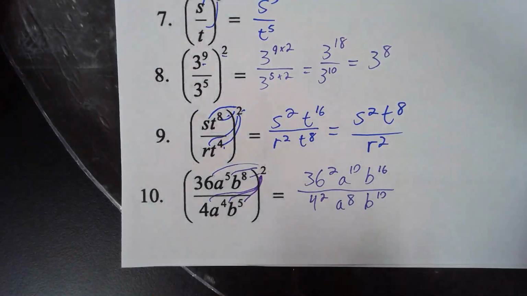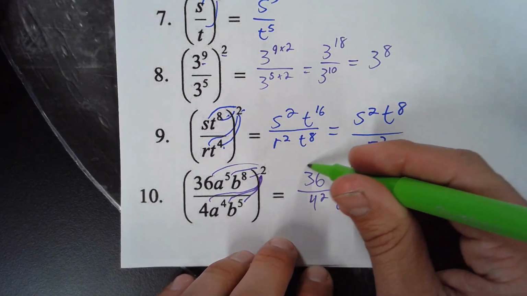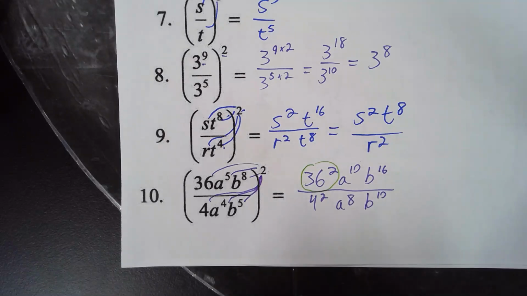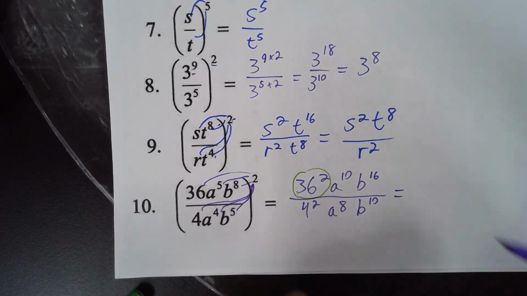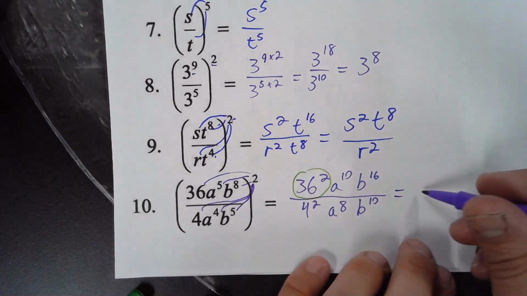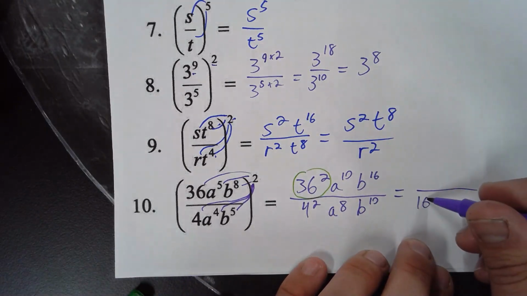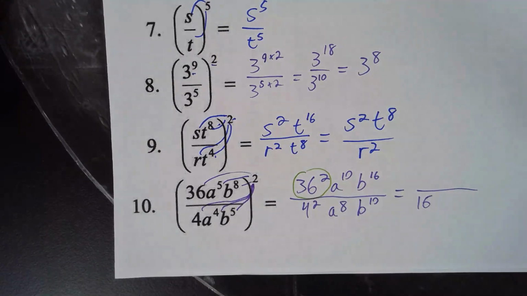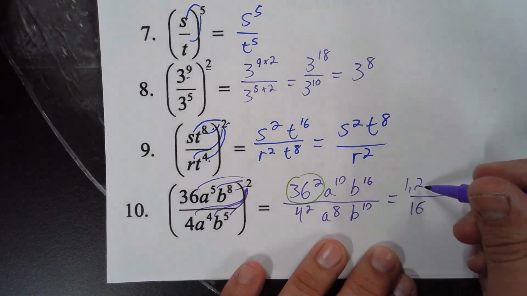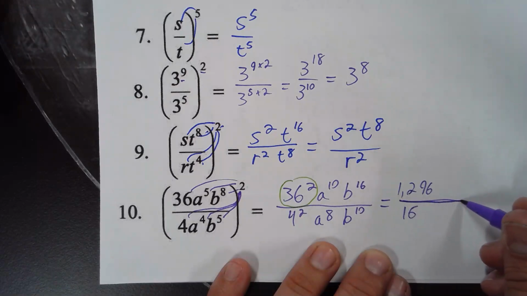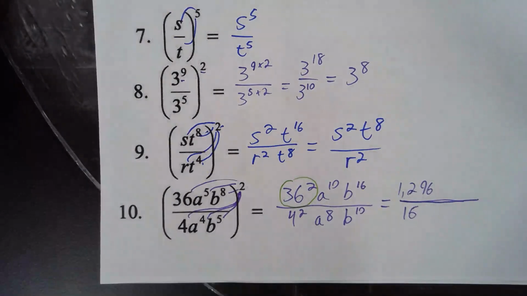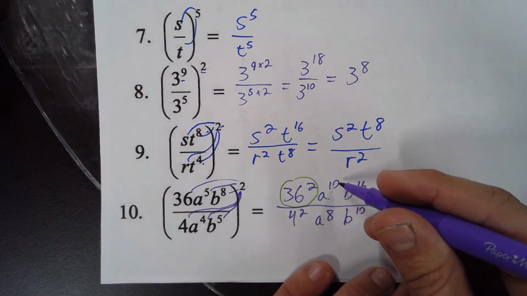I might need your help on this. Can somebody tell me what 36 squared would be? I know 4 squared is 16, so I put 16 on the bottom. Can anybody calculate 36 squared? Oh my gosh. Okay, 1,296. It's okay if you didn't do that, because I really want you guys to understand the exponents.